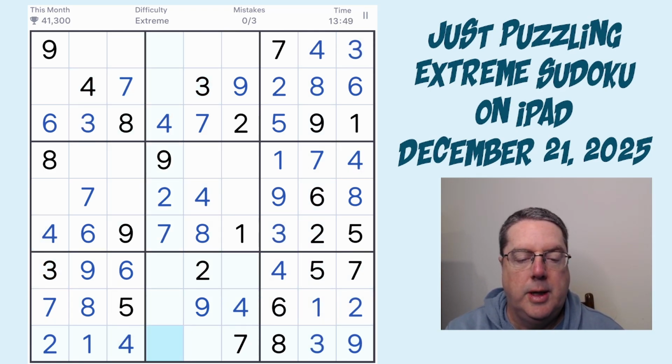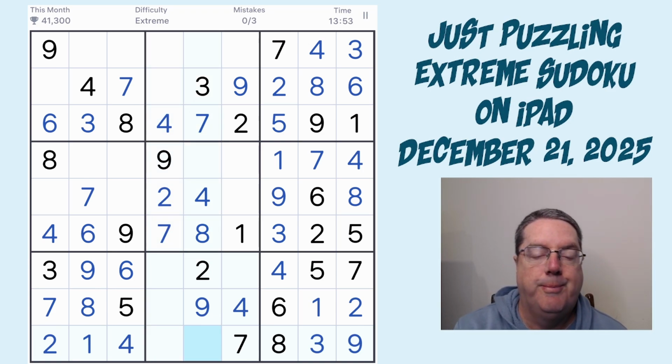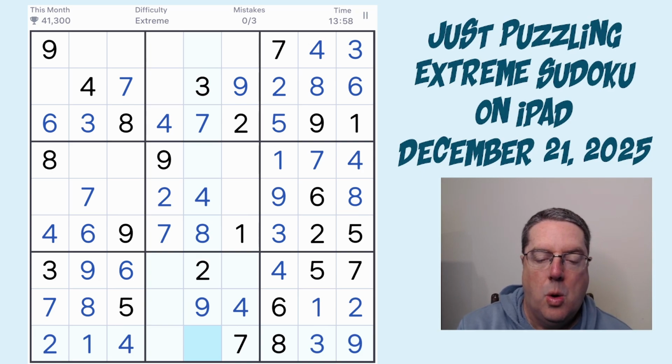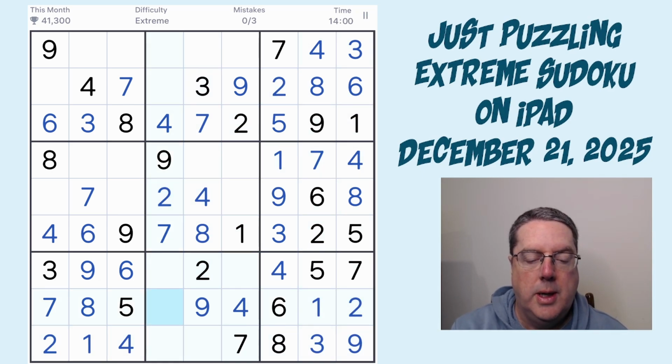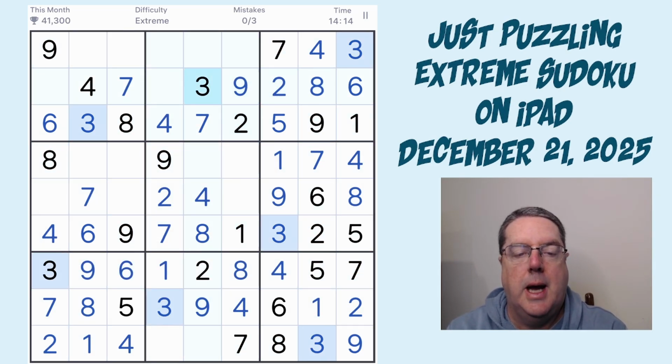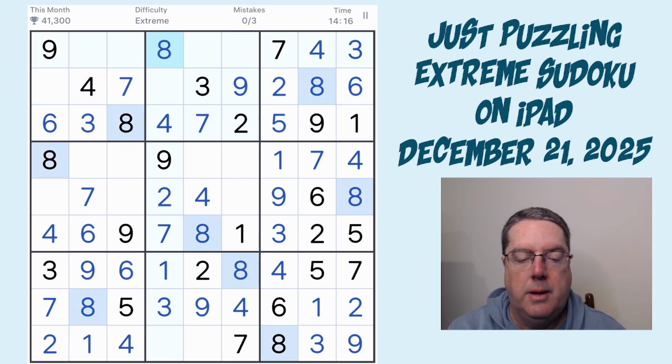5, 6. 5 and 6 here, but I don't know which order. Okay, so 5 and 6 there. 1, 2, 3, so that's a 3 there. 1 comes down here, 1 comes across here, so that's a 1 there. And to finish off this row, it's an 8. 8 comes up here, 8 comes up here, 8 comes across here, so that's an 8 there.